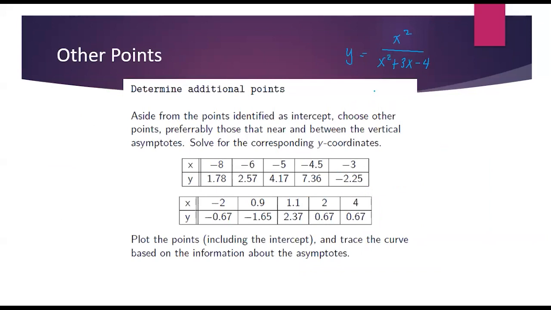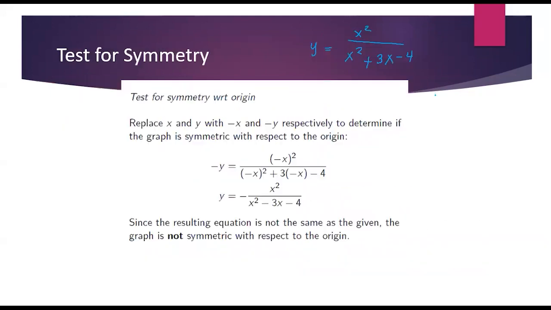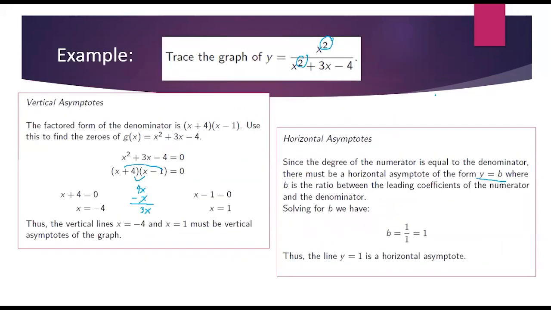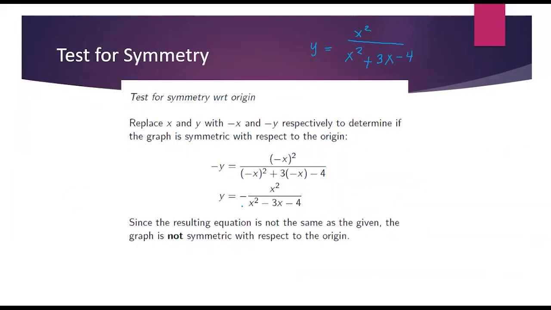Because remember, this function is not defined if our denominator is equal to 0. When will that happen? Whenever x is equal to negative 4 and x is equal to 1. Did I mention that correctly? Yes, when x is equal to negative 4 and x is equal to 1.